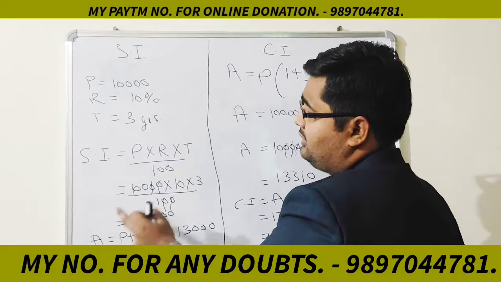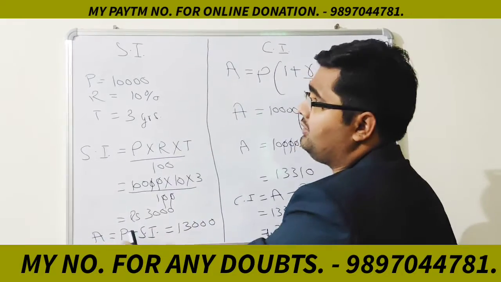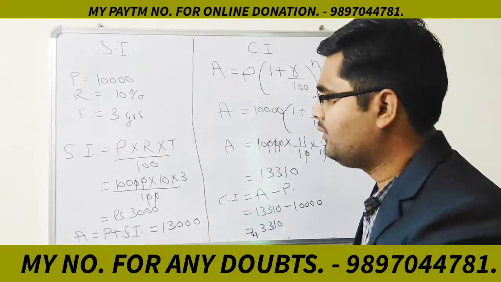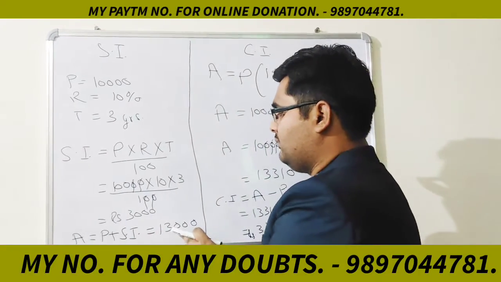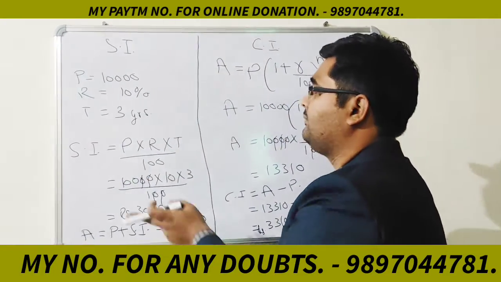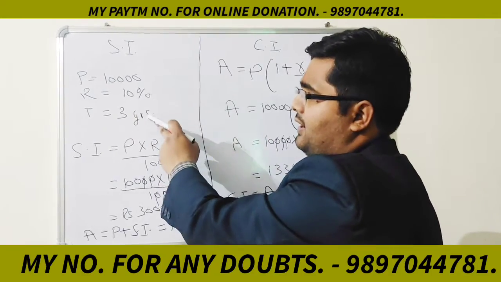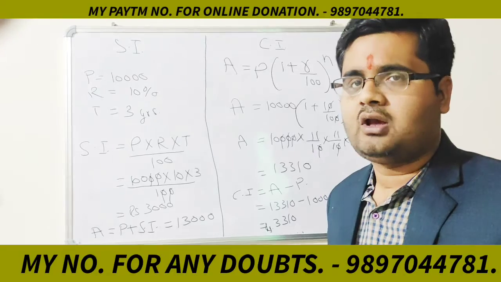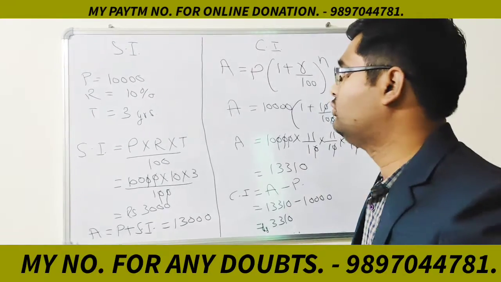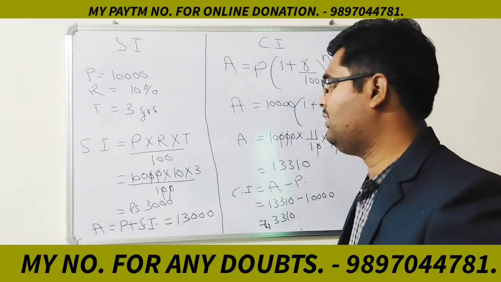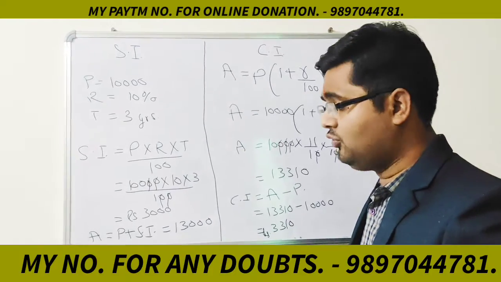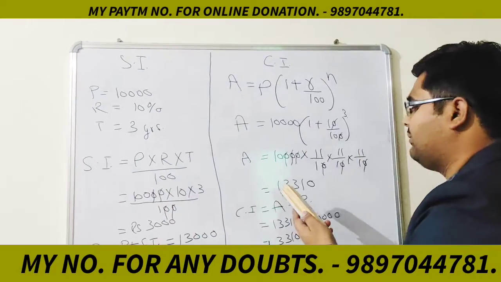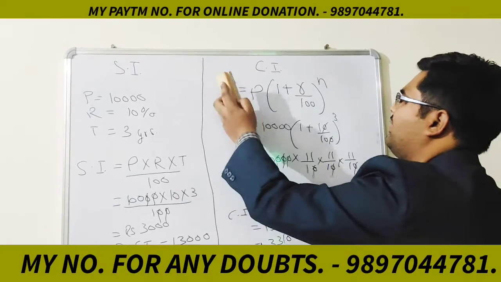In this, they will give you the amount, they will not give you the principal. In your books, there will be questions where they give you the amount. That amount is 13,000, rate is 10% and time is 3 years. Now you have to calculate the principal. So now how will you calculate the principal? First I will rub this, then I will do the same thing about SI.